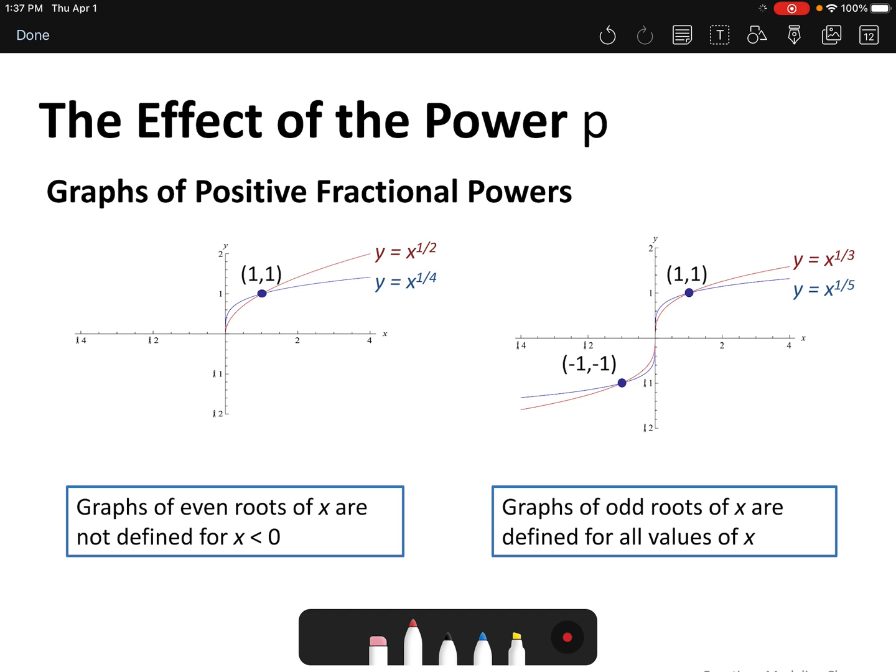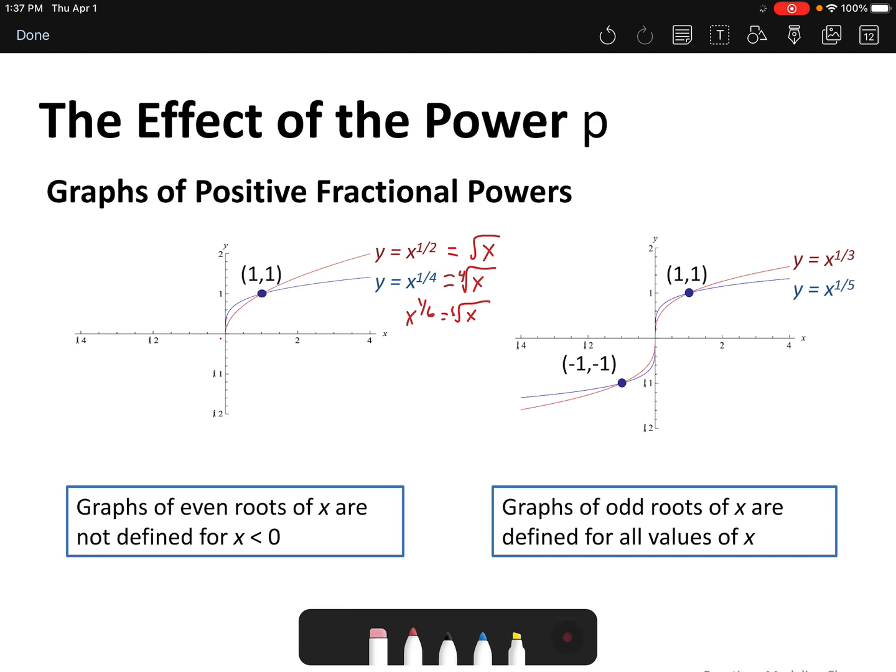Now, the effects of the fractional powers. Remember, x to the half is the square root of x, and x to the 1/4 is the 4th root of x. X to the 1/6 is the 6th root of x, and so on. Well, none of those cross over into the second or third quadrants because they don't exist. So they keep getting higher like this, and they keep doing this, and they keep doing that. So you can see that they're very similar graphically to each other.